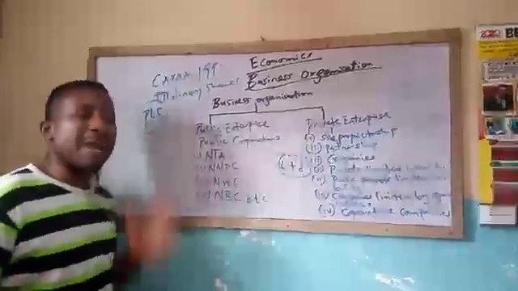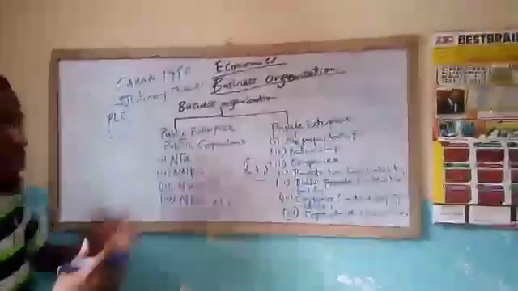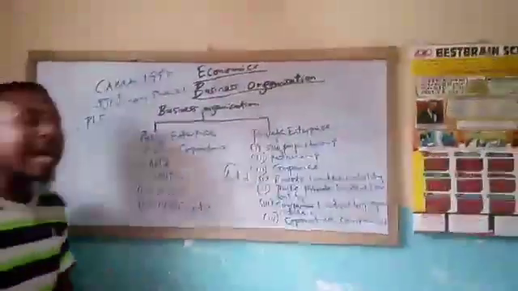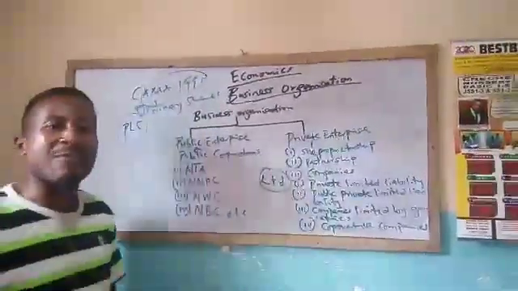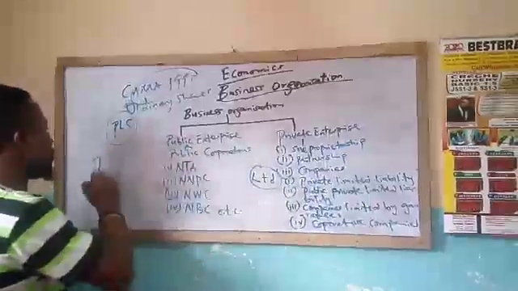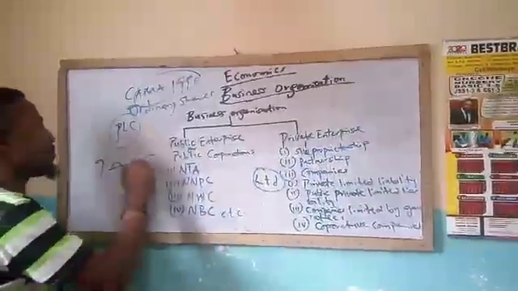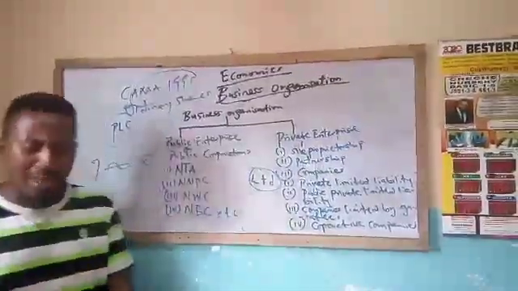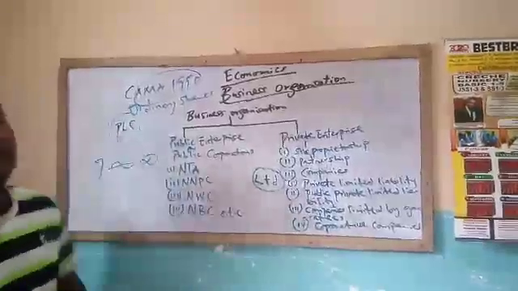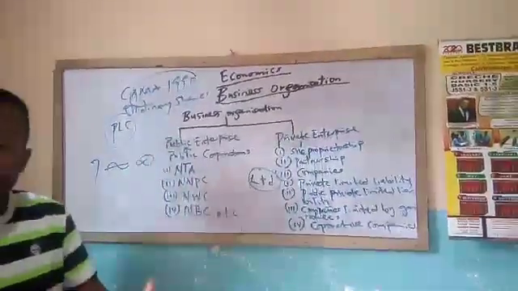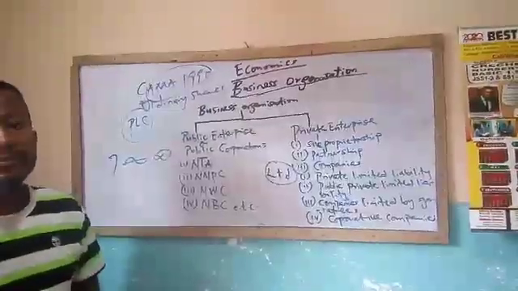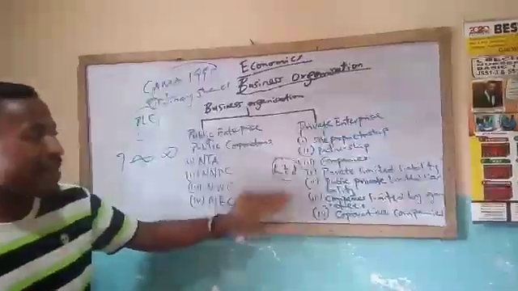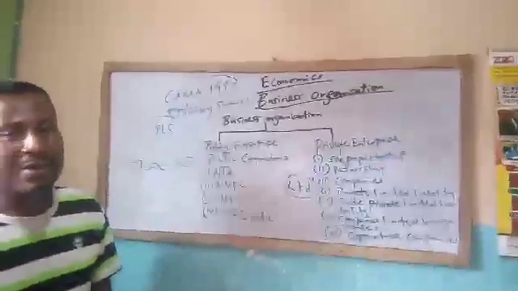So a public limited liability company is bigger. The number of members, according to CAMA 1990, should not be less than 7. It is 7 to infinity, which means the whole nation can be an owner of a PLC. The whole nation can decide to buy shares in that company and own that company. That is what a public limited liability company is all about.